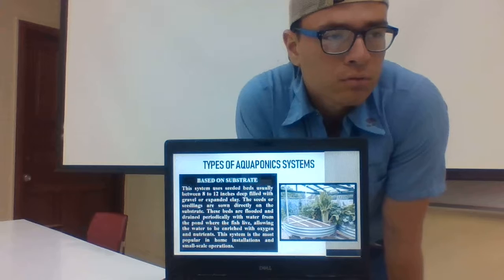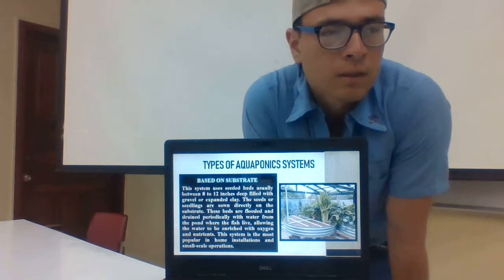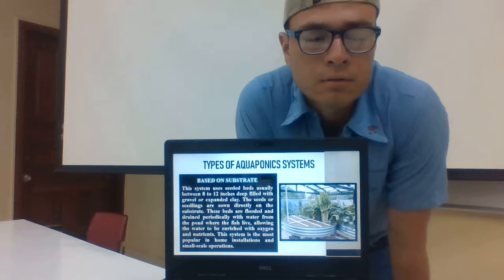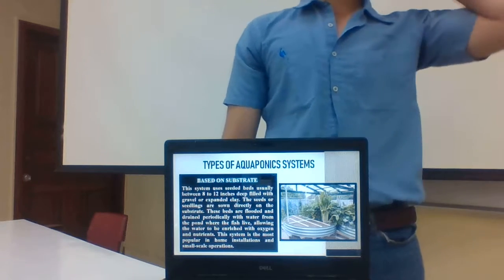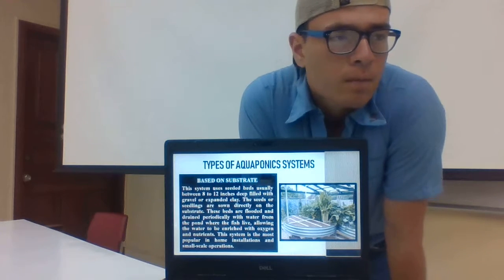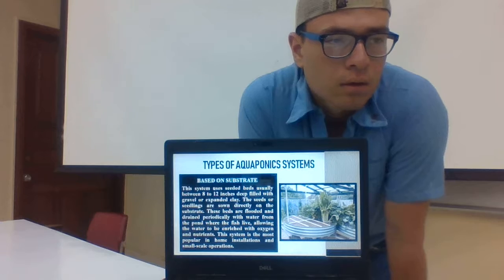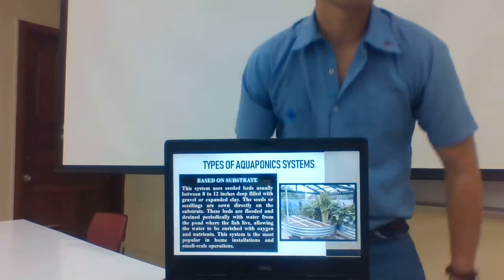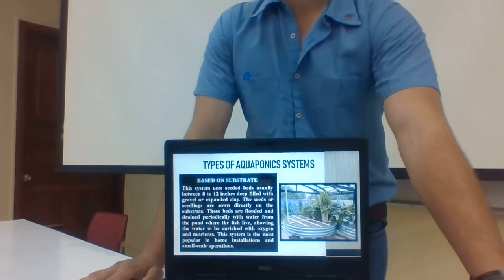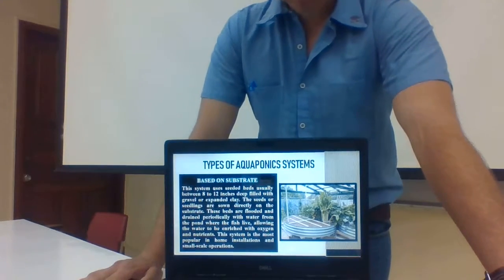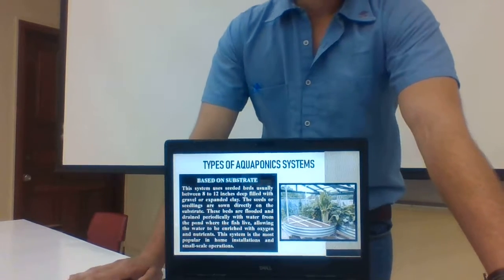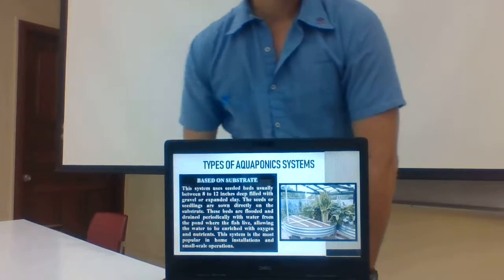The floating root or raft. These systems are designed using channels that contain deep water, about 10 to 12 inches. Floating sheets are placed on the channel, either expanded polyester or plastic or any material that is inert. Nutrient sheet technique.